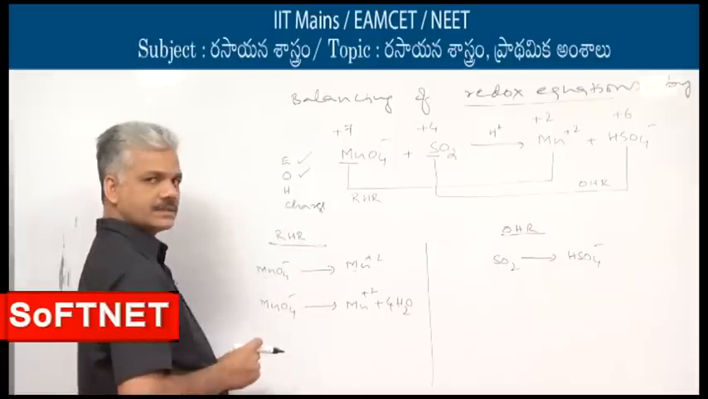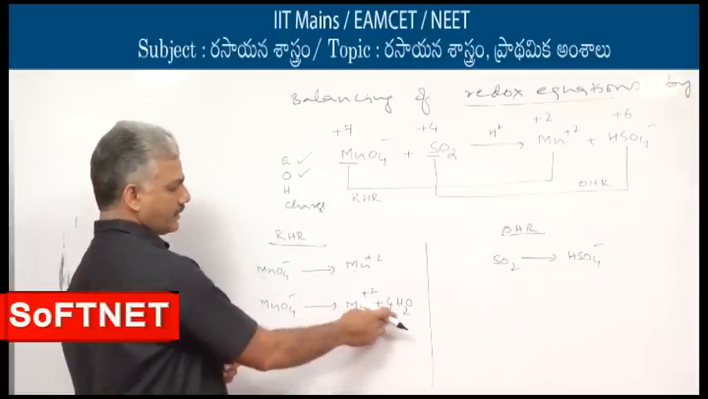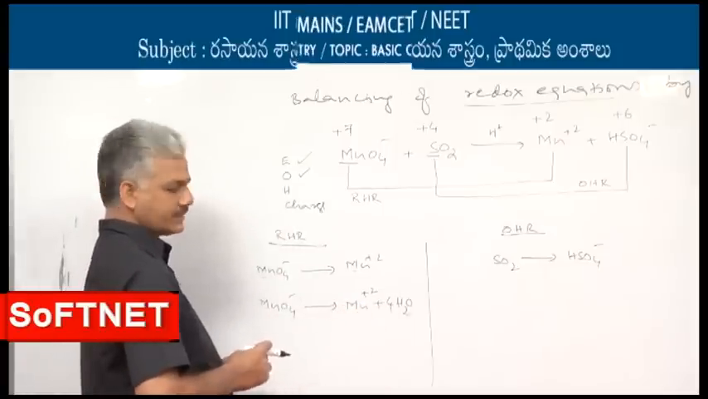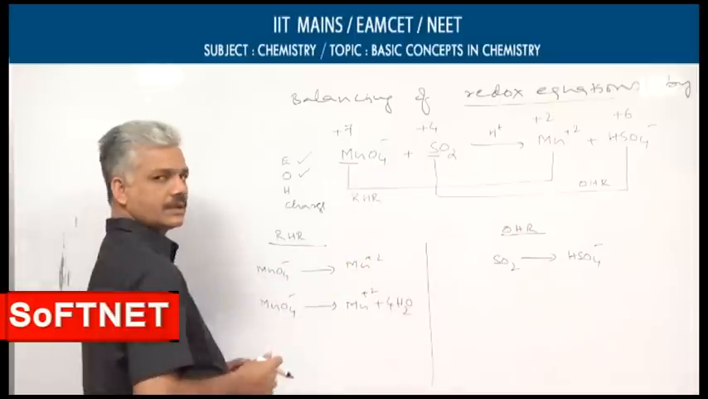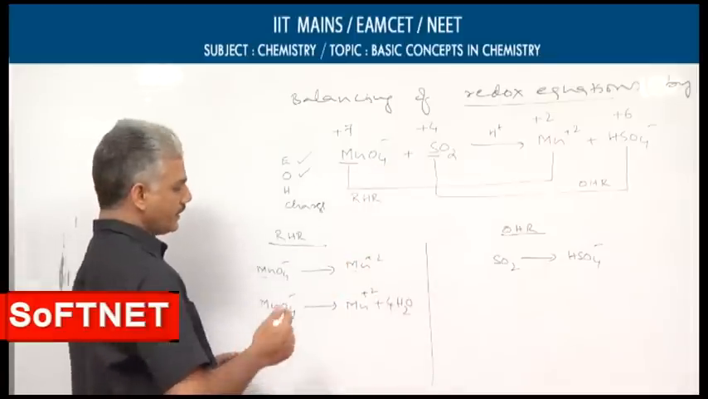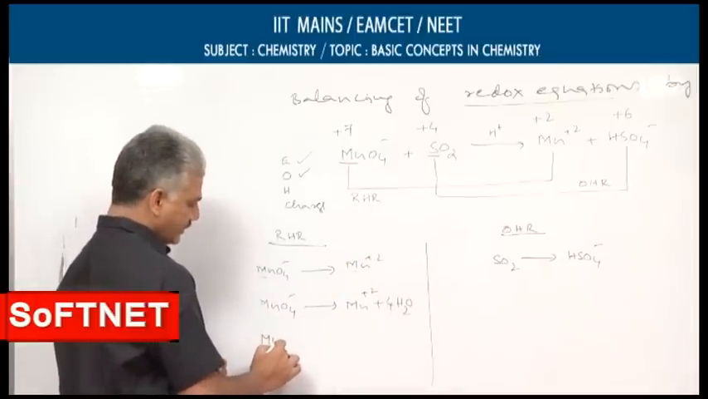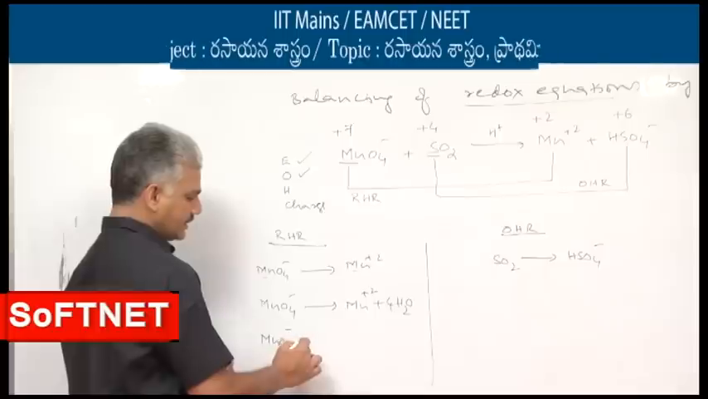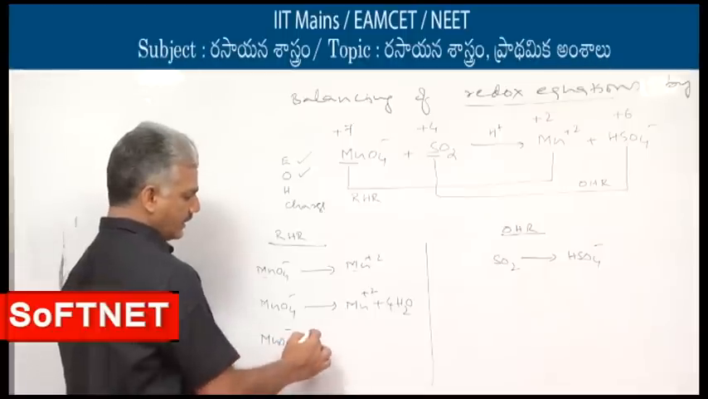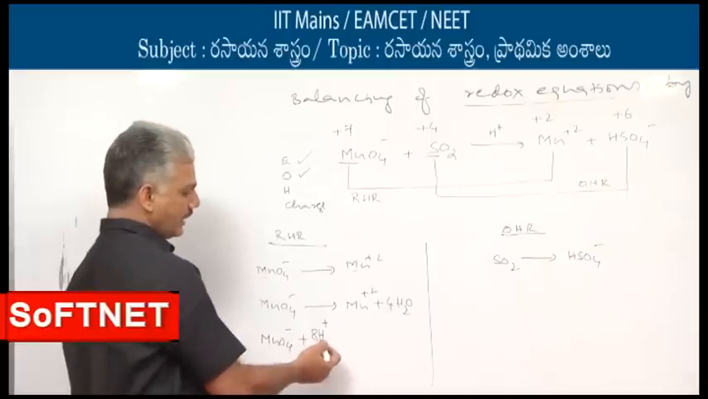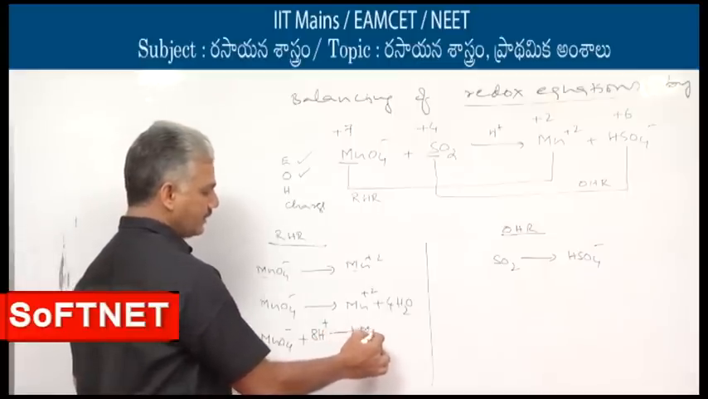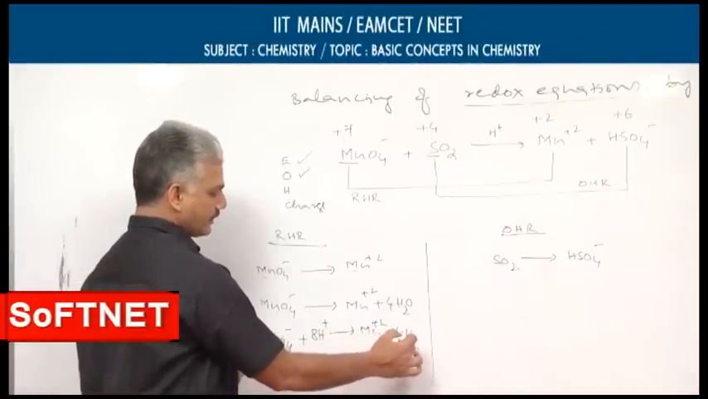Then coming to balancing of hydrogens, on the product side there are 8 hydrogens, no hydrogens on the reactant side, and the reaction is taking place in acidic medium. Therefore, as per the rule, on the deficient side, that is the reactant side, we will add the required number of H plus ions, that is 8, for balancing of hydrogen.